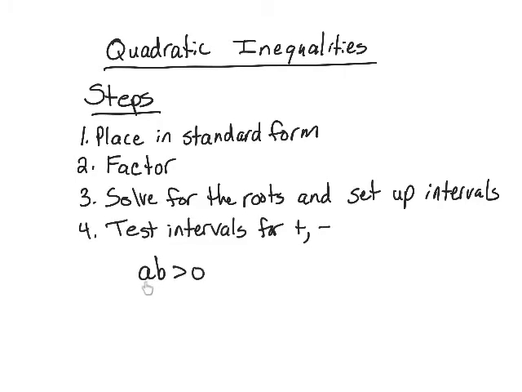So that tells me that this product has to be positive, which means my two values have to be plus plus or minus minus. If I have this, that means the product has to be negative, so I've got to have plus minus or minus plus. That's what we're testing for when we solve these quadratic inequalities.